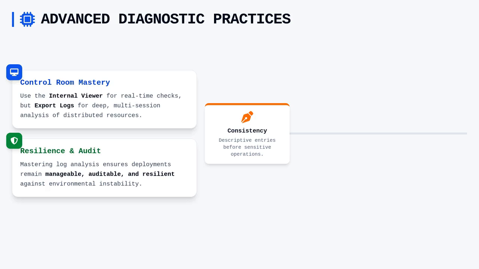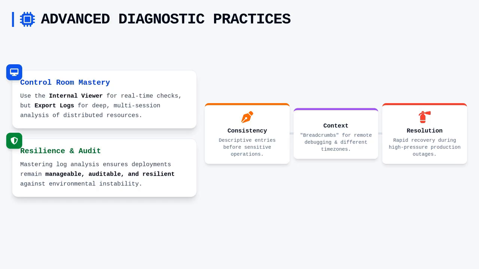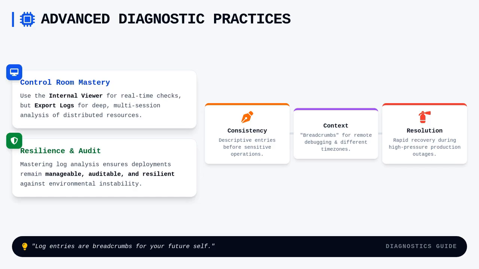Consistency in your logging practices, such as ensuring that your processes contain specific, descriptive entries before sensitive operations, will pay dividends when you are under pressure to resolve a production outage. Think of log entries as the breadcrumbs you leave for your future self, as they need to contain enough context to debug a failure occurring in a different time zone or without direct UI access. By mastering the art of log analysis, you ensure that your deployments remain manageable, auditable, and resilient in the face of inevitable environmental instability.